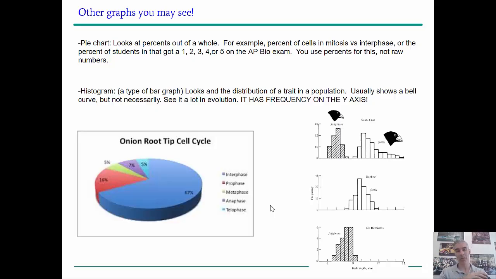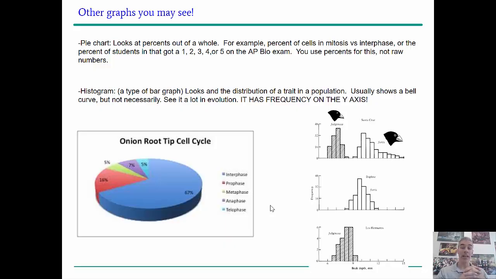Other graphs you'll probably see, right? Pie charts. We'll see them in mitosis actually a lot with the cell cycle. That's just based on percentages, like what percent was this, what percent was that. You do what percent of students got a 1, 2, 3, 4, or 5 on the AP Bio exam. You do that as a pie chart. All around is 100%, and then each piece of the pie is a smaller percent within that.